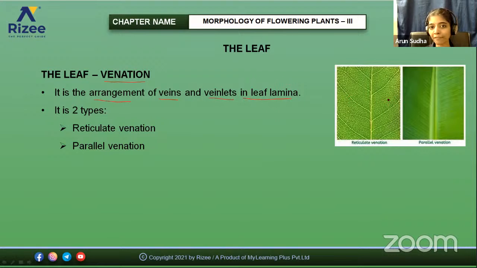You would have seen different types of leaves. Each plant has a specific type of leaf. The shape of the leaf will vary, and also the veins present in the leaves will vary. Broadly, it can be classified into two types: reticulate venation and parallel venation. We'll see what reticulate venation is and what parallel venation is.